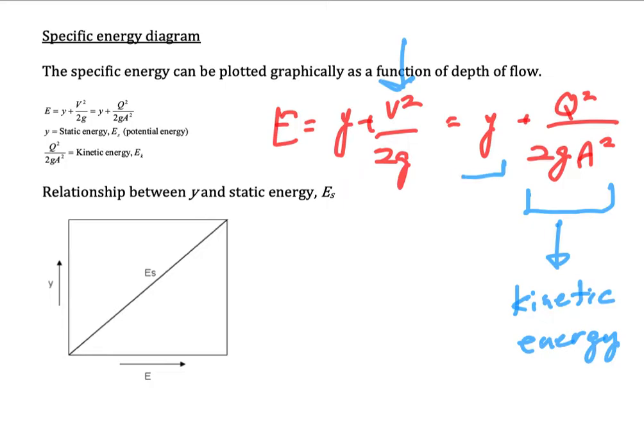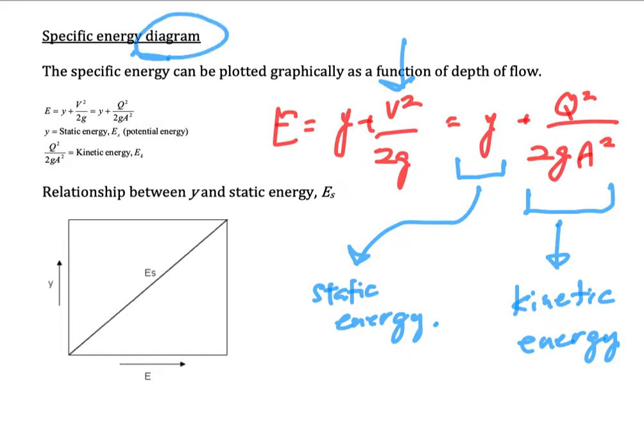And the y here is showing the height of water level. So we could say that the y here is actually the static energy. In fluid mechanics 1, in flow in pipe, maybe we could say that y is the potential energy, but in open channel, we say that it is the static energy. Then we need to draw the diagram for both static energy and kinetic energy.